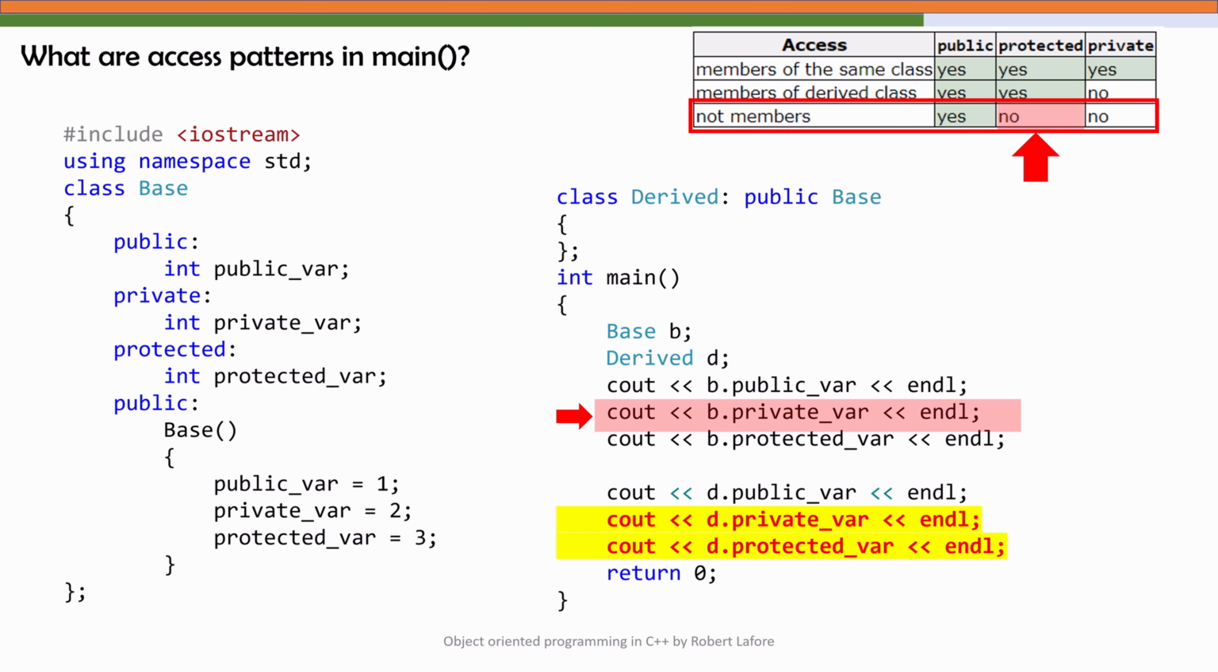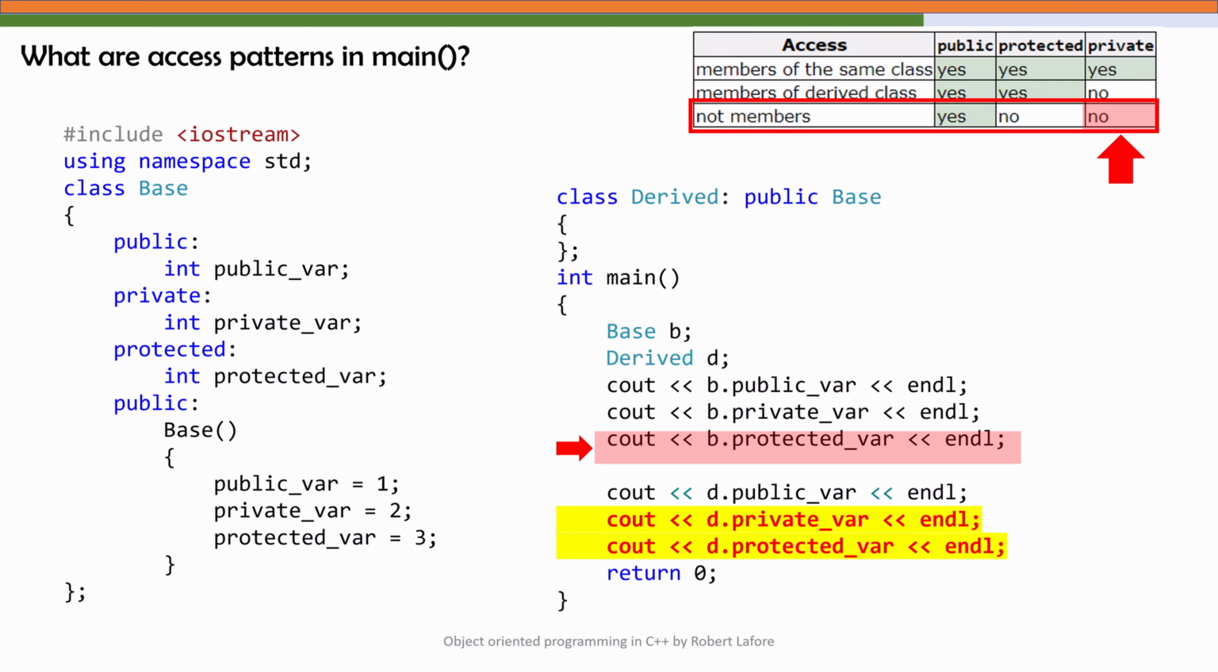Next, see what happens when we try to access the private variable. This will cause a compiler error because private members are completely hidden from the outside world. They can only be accessed from inside the class itself, not from main, and not even the derived class can directly touch them.